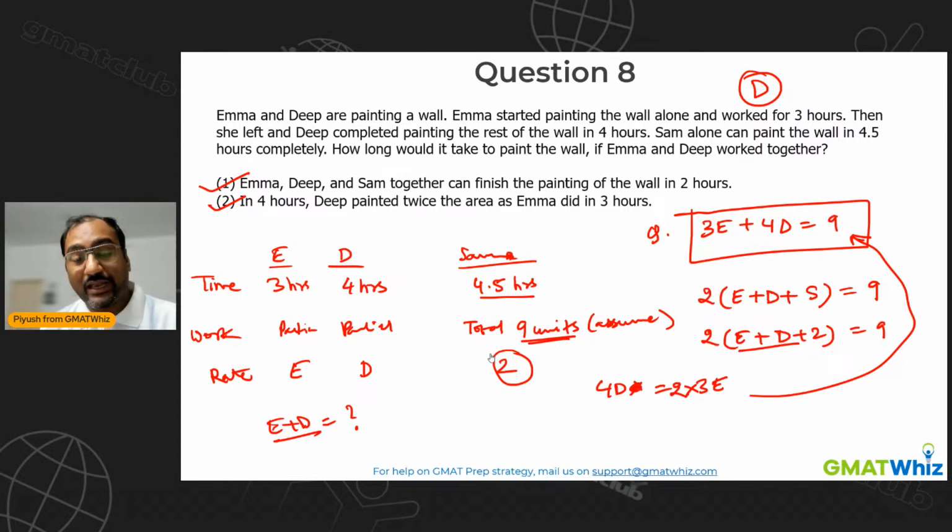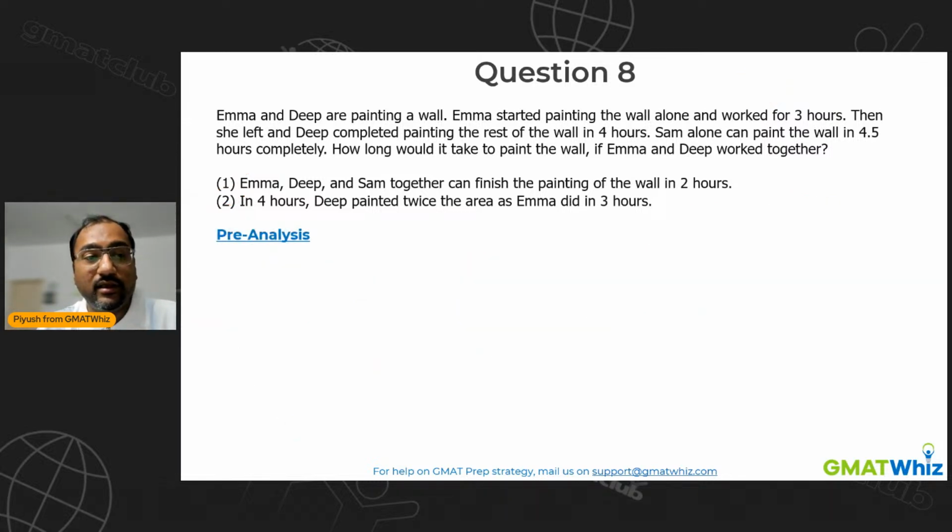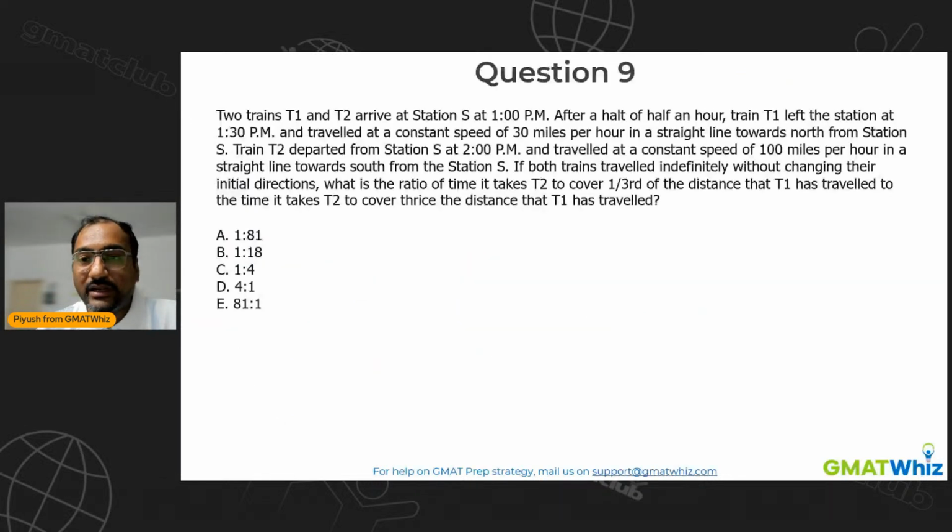And the only way you can save that time in DS is by being more logical. For that logic to play its part, you need to have very good conceptual clarity and also use better methods. Now let's go to question number 9. This is one of the questions which is slightly more calculation intensive.